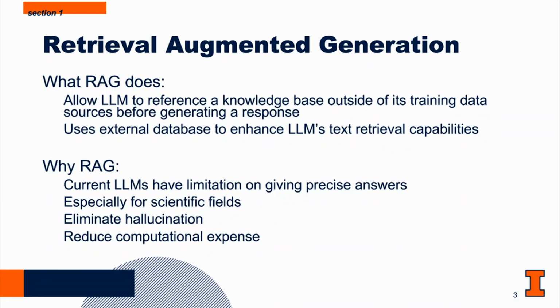So why do we want to use RAG? That's because currently large language models have limitations on giving precise answers, especially for scientific fields. And for people who are familiar with large language models, you have heard the word hallucination. That is, the model tends to be confident about what it gives, but maybe it's just wrong. So with RAG, we can also eliminate this hallucination because we have a concise database. Also, we could reduce the computational expense because we can shrink it down to a certain size.